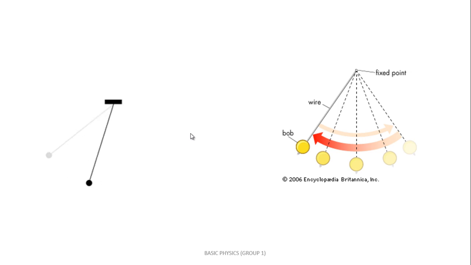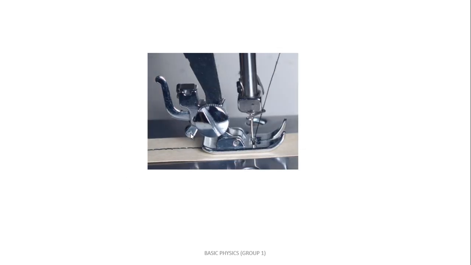Now second example, sewing machine. You know the sewing machine needle. In figure you saw the motion of needle continuously repeat in fixed time interval. This is called periodic motion.